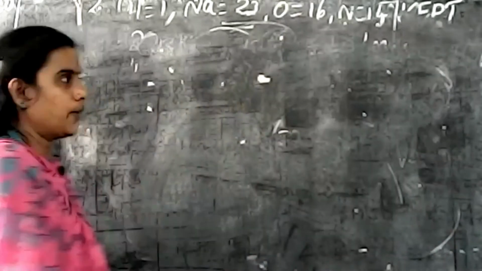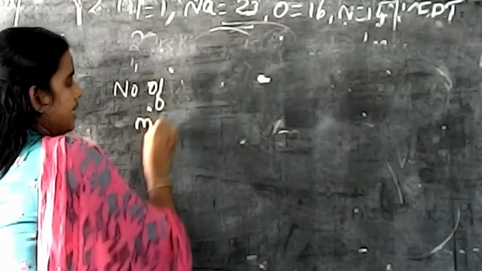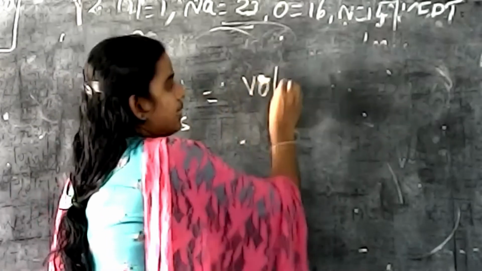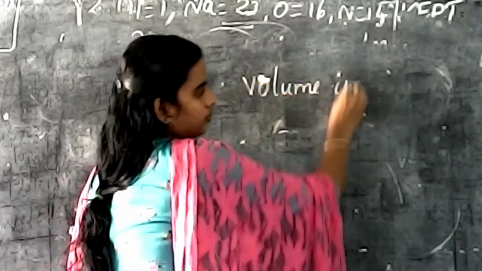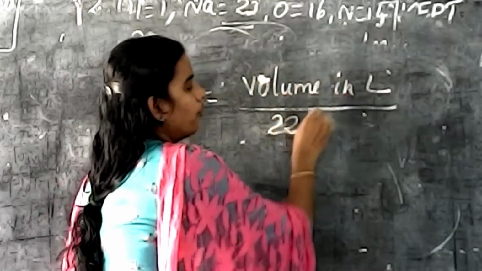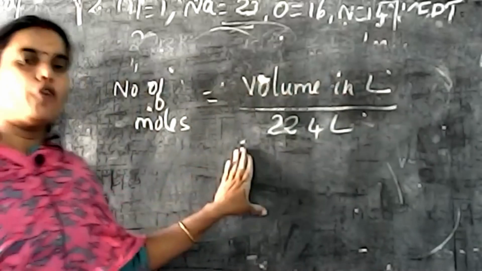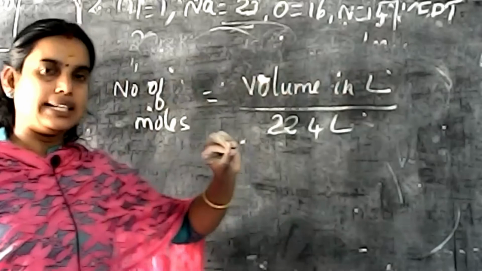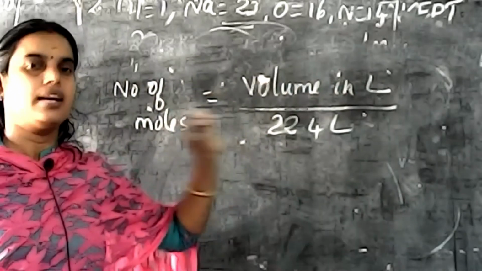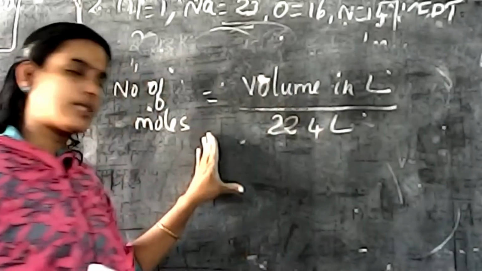Number of moles is calculated by another formula, very simple: volume in liter divided by molar volume, where 22.4 is taken as the molar volume. We can use this formula when the question contains liter, where any gas occupies, such as 22.4 or 44.8.